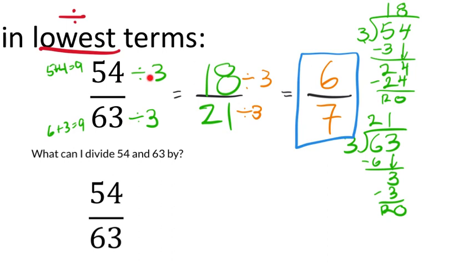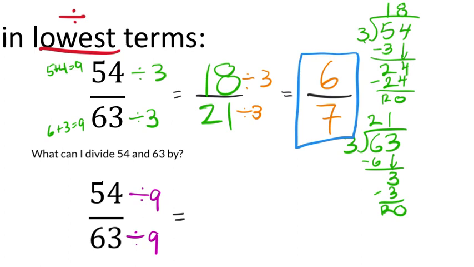Now, you see here how I divided by 3 and then I divided by 3 again. What this means is that if I went back to my rules, if you can remember the rule, 5 plus 4 is 9 and 6 plus 3 is 9. This means that you could have, if you wanted to, divided both 54 and 63 by 9 right in the beginning.